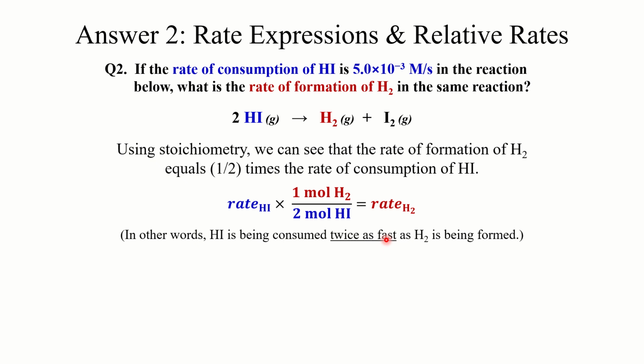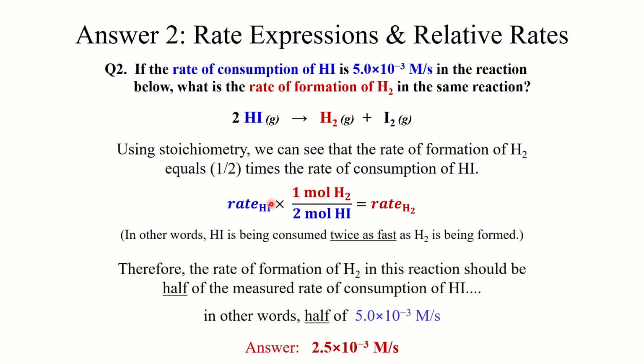So you can think about it whichever way makes more sense to you. You can say that the HI is being consumed twice as fast as H2 is being formed, or you could say that the rate of formation of H2 is half the rate of consumption of HI. Either way is going to work. Here, if I use this expression, I would plug in 5.0 times 10 to the negative third here. So 5.0 times 1/2 gives an answer of 2.5 times 10 to the negative third. So the rate of formation of H2 would be 2.5 times 10 to the negative third molar per second.